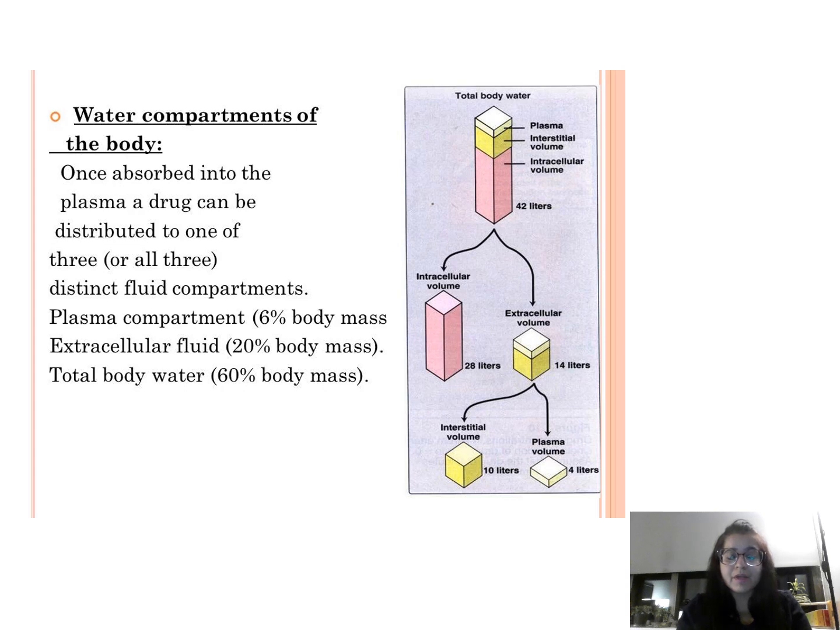We have three main compartments in our body: the plasma compartment, which is 6% of total body mass; the second compartment is the extracellular fluid, which is 20% of total body mass; and the third compartment, the biggest compartment of our body, is the water compartment. A drug can be distributed into only one or all three compartments of the body after its absorption into the bloodstream.